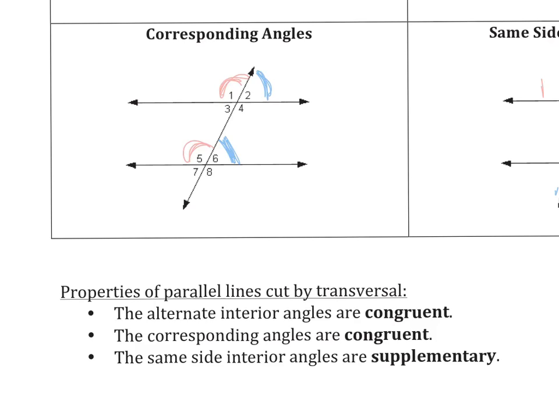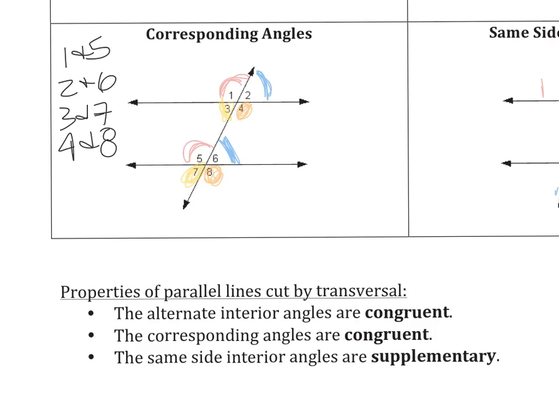Changing the colors around, I could look at angle 3, and that's in the same spot as angle 7. And then the last example I'll show you would be angle 4 with angle 8. Those look similar in color, but I promise they're not. So, when we talk about corresponding angles, it's in this case 1 and 5, 2 and 6, 3 and 7, and also 4 and 8.